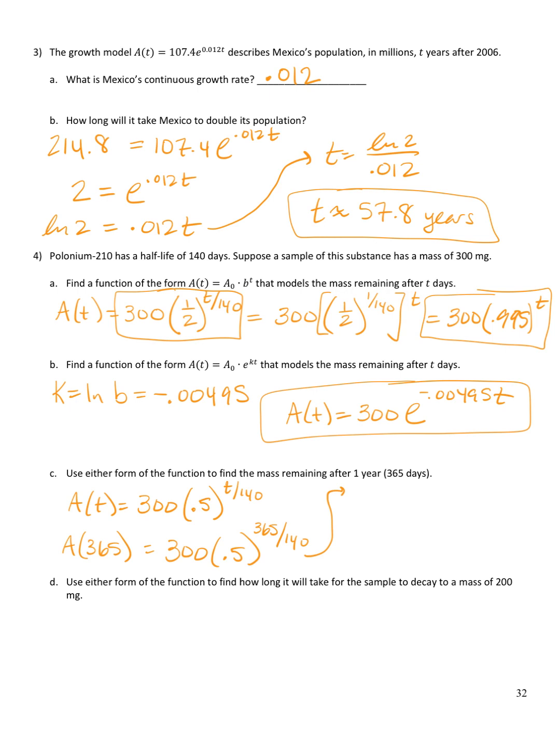Okay, so 365 over 140 is 2.6 and change. So I'm going to do 1/2 to that power, and then times 300. I'm not rounding anything while I'm doing this work in my calculator. And I get equals 49.237 or 0.24. Now I'm going to round at the very end. I'll put an approximate here because I rounded. 0.24 milligrams.